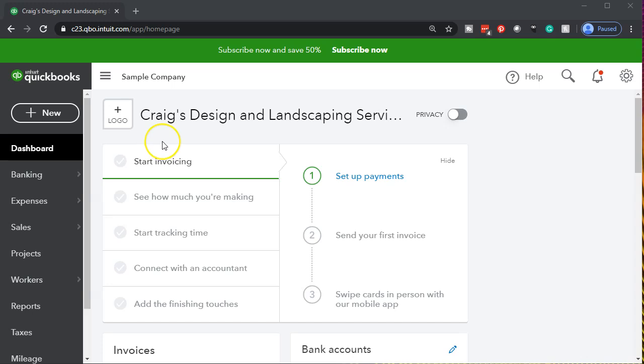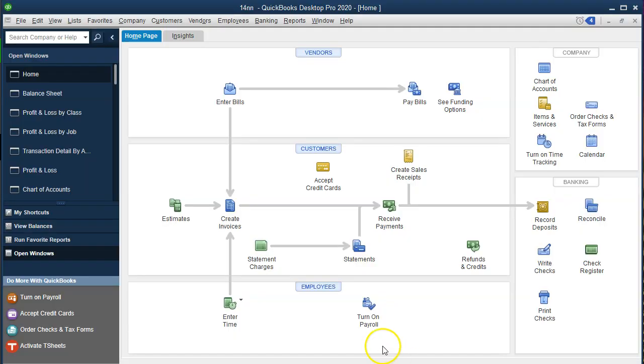Here we are in the free software for Craig's Design and Landscaping, which you can find by going to your browser and typing in QuickBooks Online Test Drive. We're going to be considering the vendor section first, looking at the desktop version so we can see that flowchart. So we're going to be up top in the vendor section this time, a little less detail than we saw in the customer section. Now remember, the vendor section, vendor means basically the people we pay.